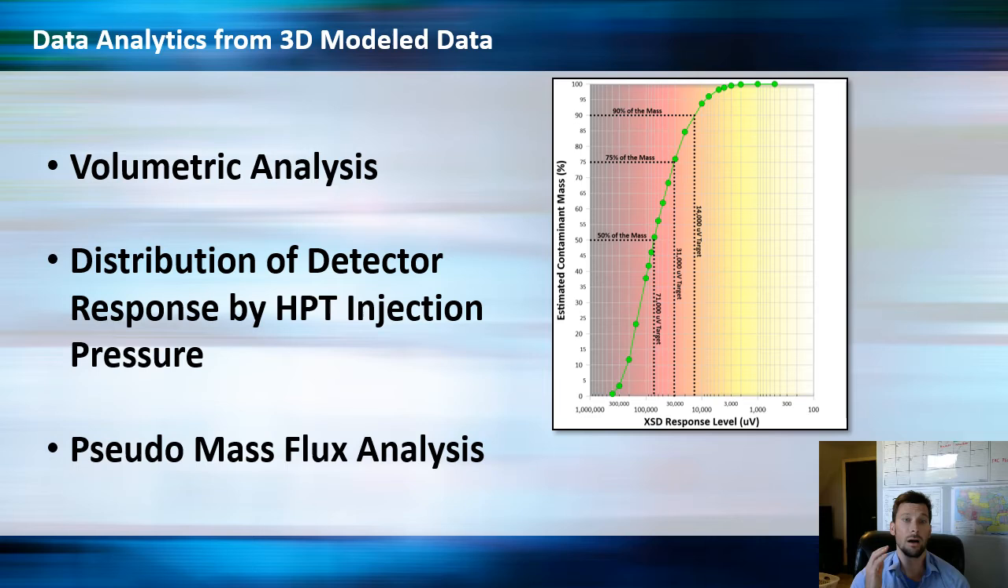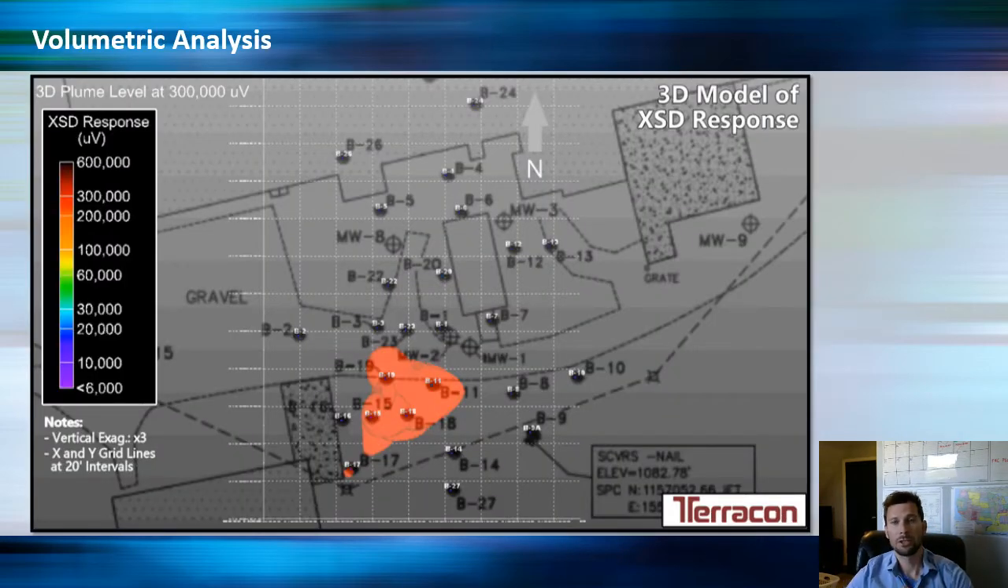And that's the volumetric analysis that you can perform on these. You can figure out the distribution of the detector response by HBT injection pressure, which I'll talk about shortly. And then you could actually also perform a sort of a pseudo mass flux analysis with this type of data. So first, the volumetric analysis.